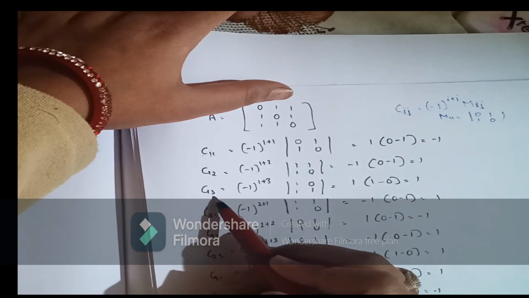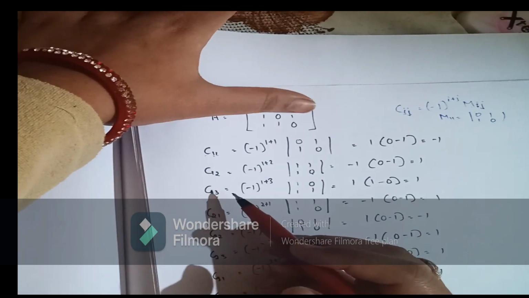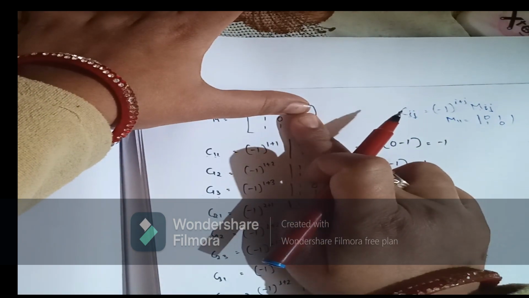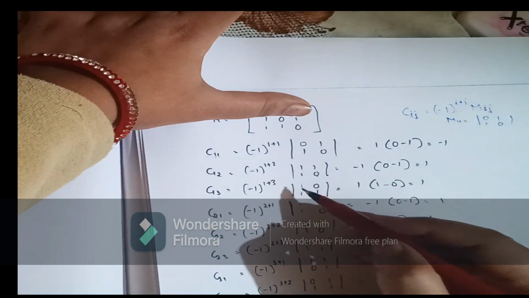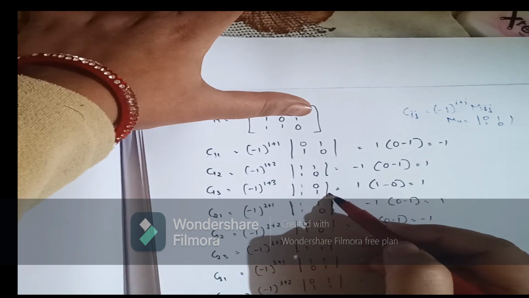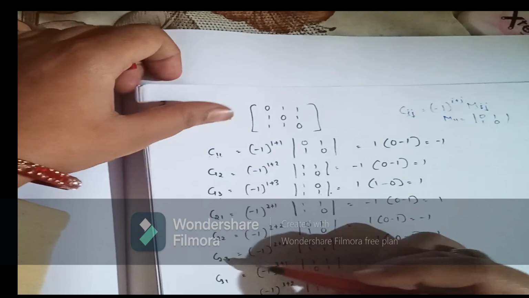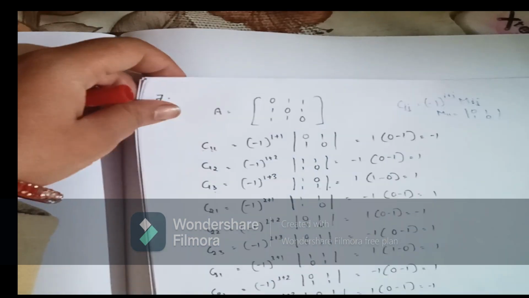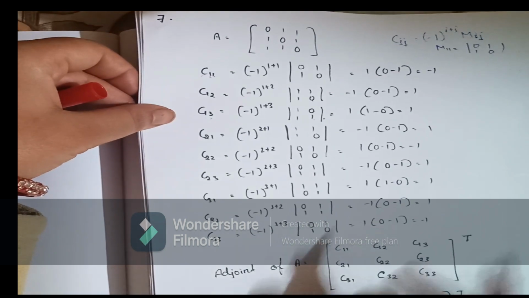Now this is C13. C13 means first row, cover it up, and third column, cover it up. What's left? 1 1 0 1. Look, 1 1 0 1. This is also called M13. These are the minors, and these are the cofactors. I hope you already know these things. So you have to find the cofactors.